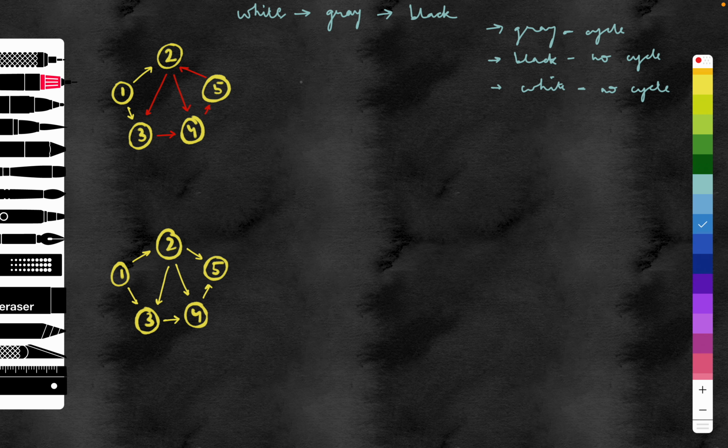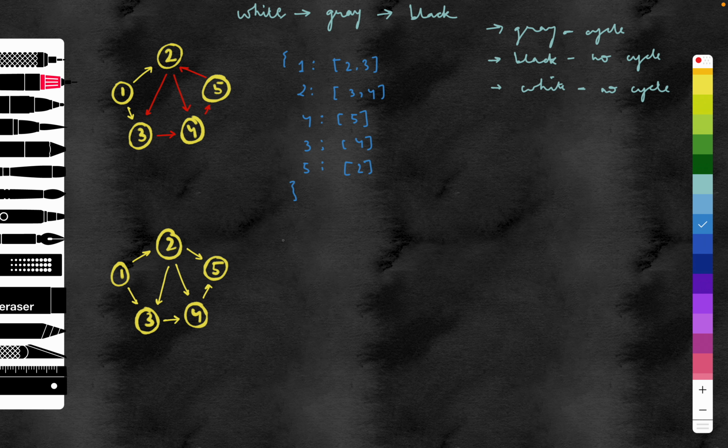So we're going to use the adjacency list to represent the graph. Let's say 1 has neighbors, in this case, 2 and 3. So if 1 is processed, then you're free to process 2 and 3. 2 has neighbors 3 and 4. 4 has neighbors 5. 3 has neighbors 4. And 5 has neighbors 2.